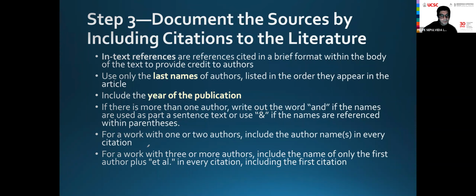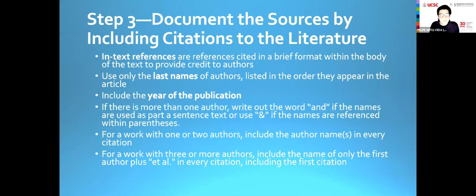If there's more than one author, you write the word "and" if the names are used as part of the sentence. And if you put it at the last part and between parentheses, you use the symbol "&" between the two authors. Okay, for a work with one or two authors, include the authors' names in every citation. For works with 3 or more, include only the last name of the first author plus et al. That means the other collaborators, the people that collaborated on the work, in every citation.